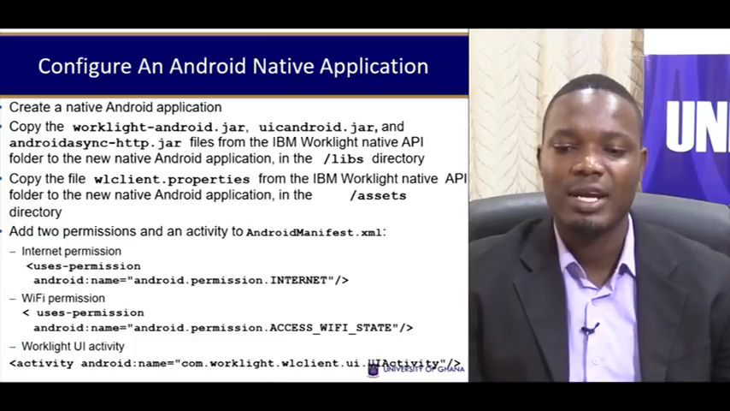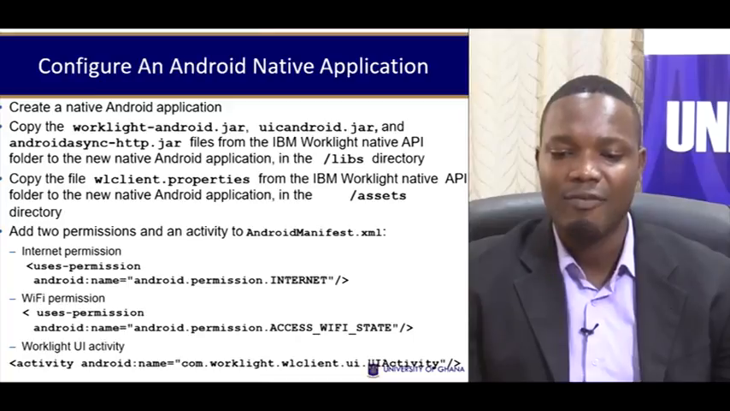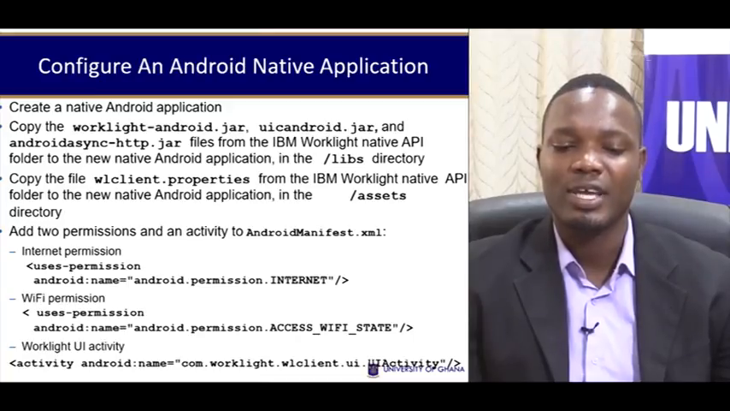To configure an Android native application, we first need to create a native Android application, then copy the Worklight Android.jar, the UIC Android.jar, and the Android async http.jar files from the IBM Worklight Native API folder to the new native Android application in the libs directory. We also copy the wlclient.properties file from the IBM Worklight Native APIs folder to the new native Android application in the assets directory. Then we need to add permissions to the AndroidManifest.xml.